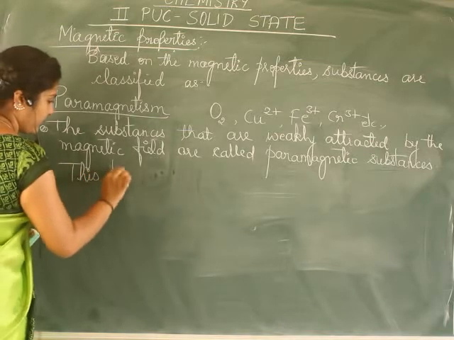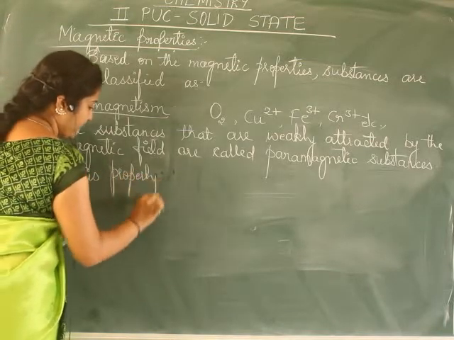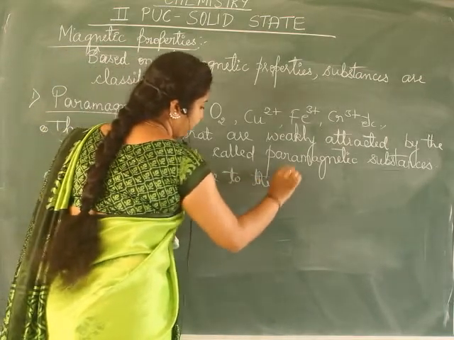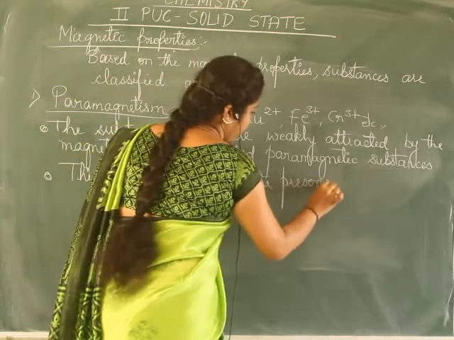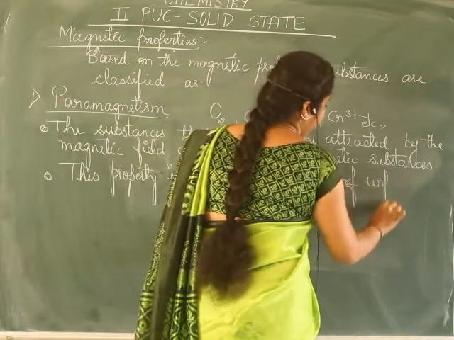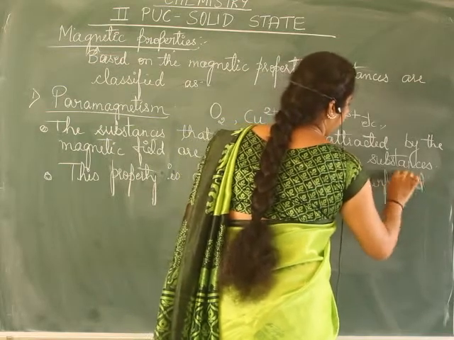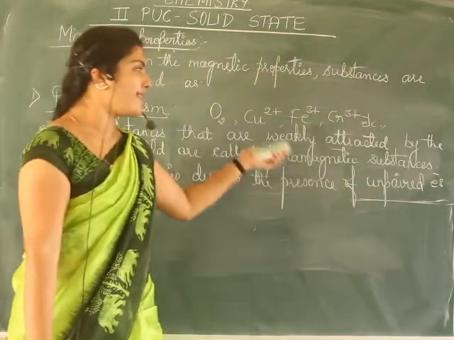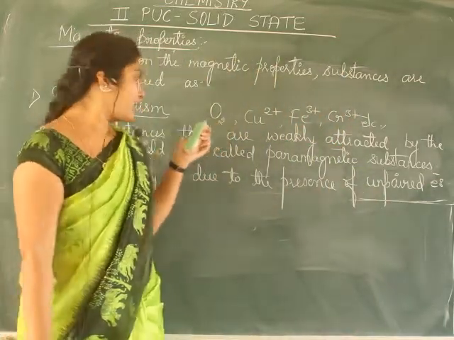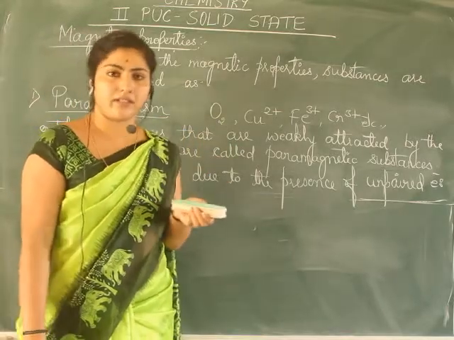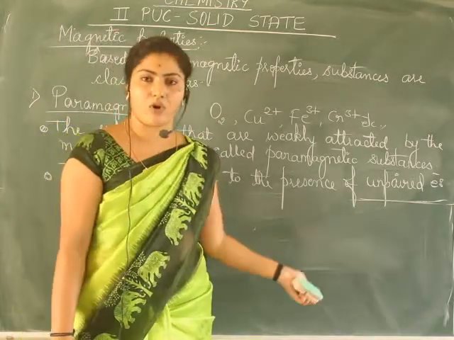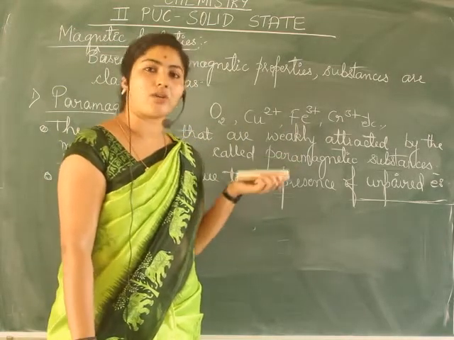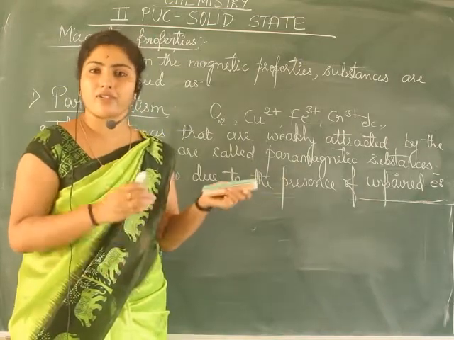This property is due to the presence of unpaired electrons. Because of the presence of free, unpaired electrons there, you can see this property where the substances are weakly attracted by the magnetic field. This point is again important: due to presence of unpaired electrons. If you write their electronic configuration and check, you can see there are electrons which are free, which are not paired up.